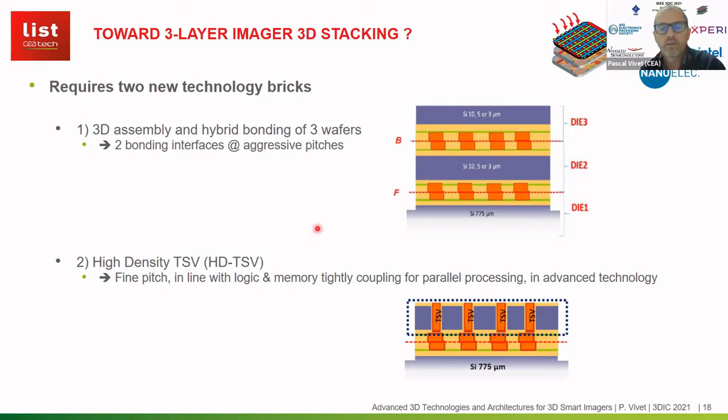And the second building block is high density TSVs, because we need TSVs in the middle die to be able to cross from the first layer to the third layer. And so we are developing some high density TSVs with fine pitch, which is in line with the logic and memory tight coupling that we are targeting in terms of parallel processing.